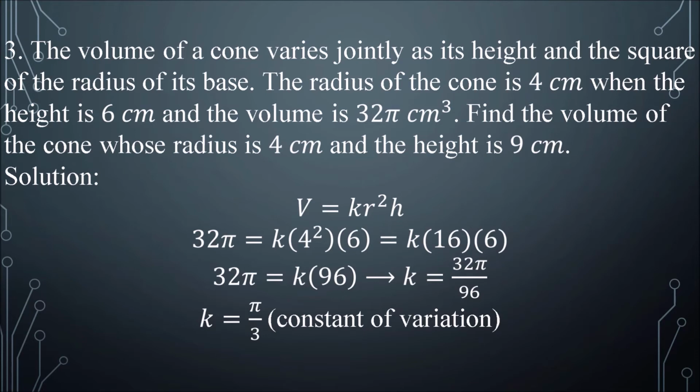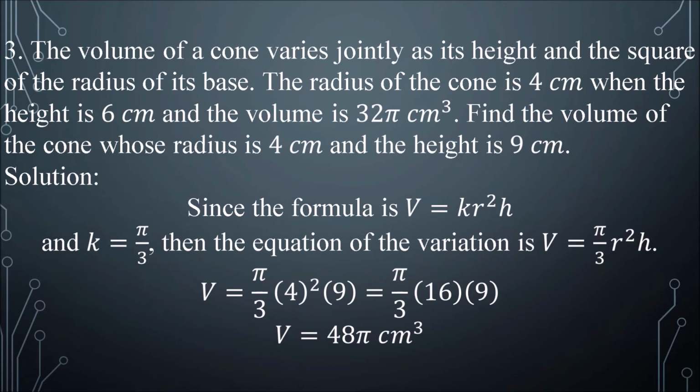So we have 32 pi over 96. Simplifying 32 pi over 96, as you can see, both numbers are divisible by 32. So 32 divided by 32 is 1. 96 divided by 32 is 3. So simplifying this, we have pi over 3. And this pi over 3 is the constant of variation.